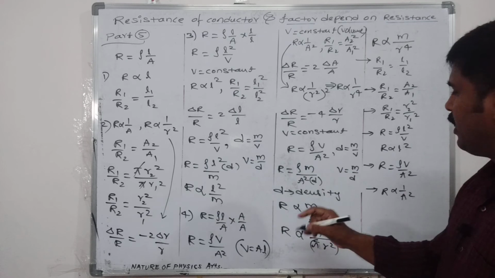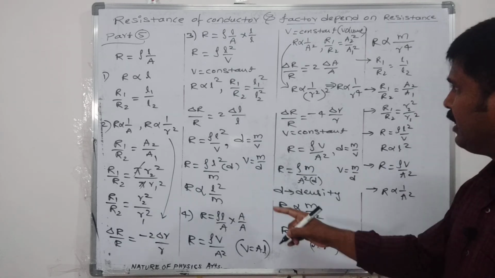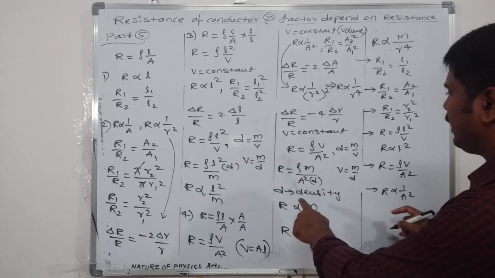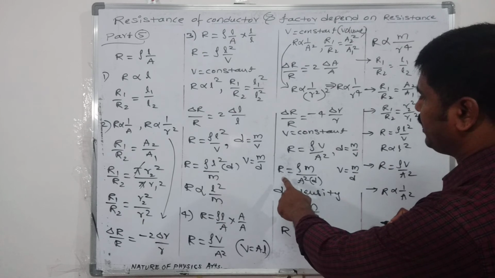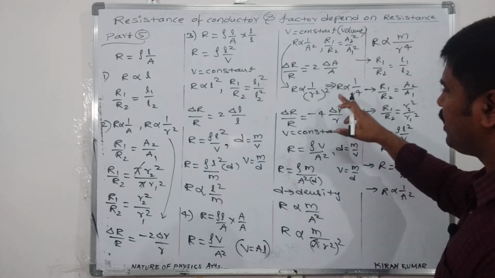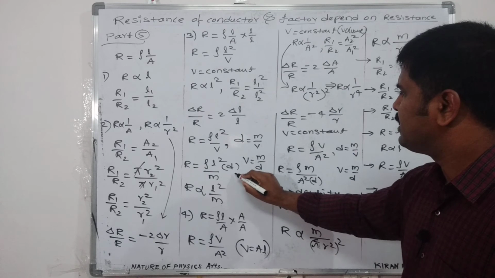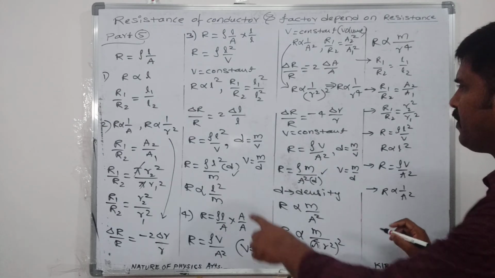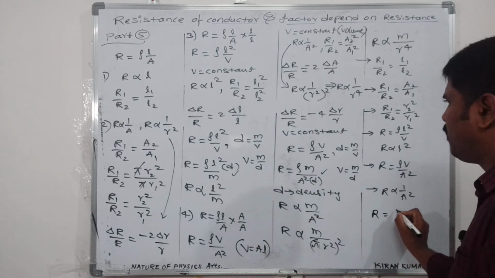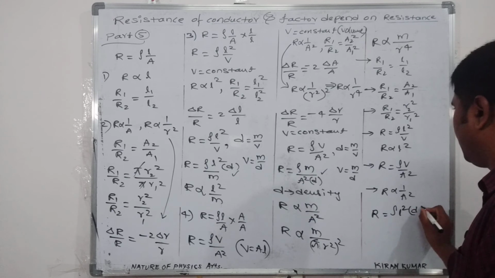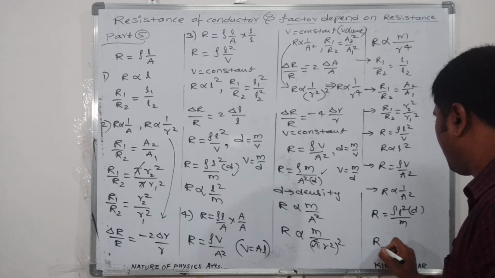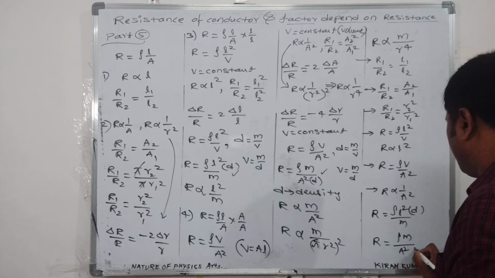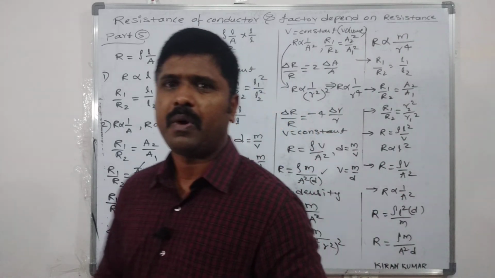Then we can replace different formulas, that is density related formulas, also I gave you. This is the first formula, and this is the second formula. So for the first formula R is equal to rho L square D divided by M. Here R is equal to rho M divided by A square into D. These are very useful formulas.